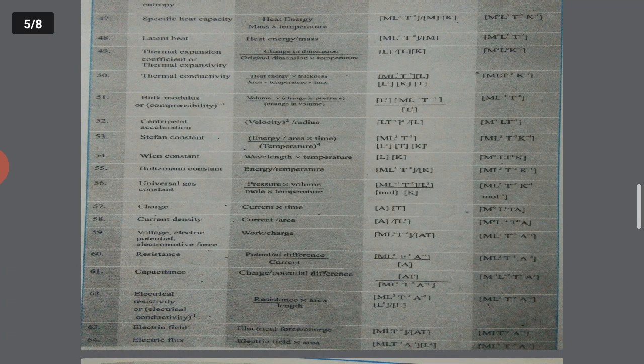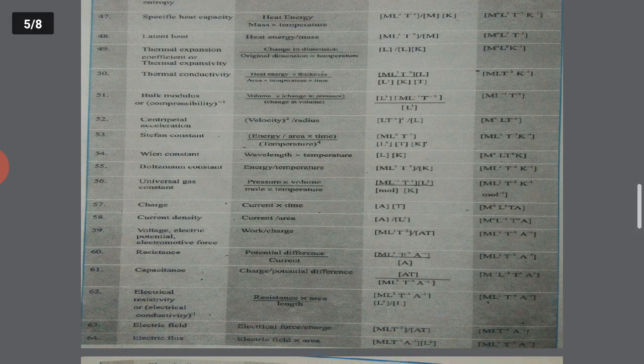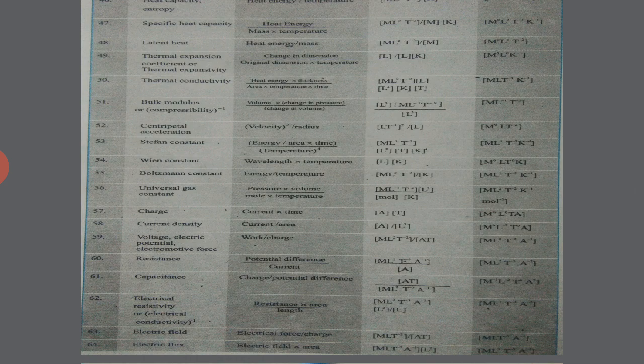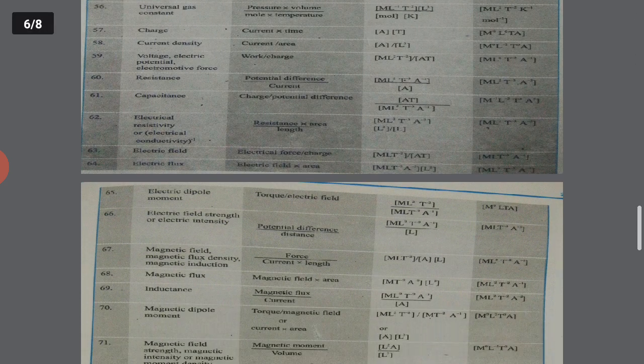So you can see in the 64th formula also, electric flux, electric field, electrical resistivity, capacitance, resistance, voltage, electric potential, current density. You will study about these topics in class 12th, in unit 2 basically, and unit 1 also. Okay, so you need to remember all the dimensional formulas also. This question can be asked in exams also, where a formula will be given over there, and you have to say which formula is for which quantity. Okay, so let's move further.